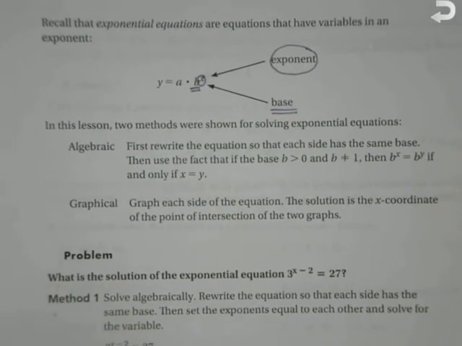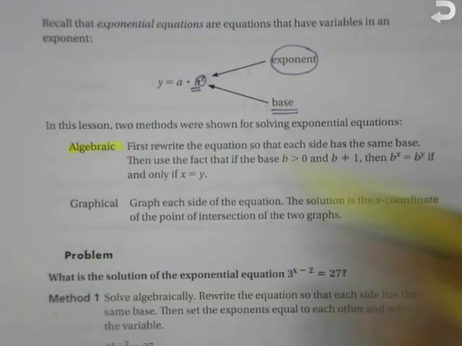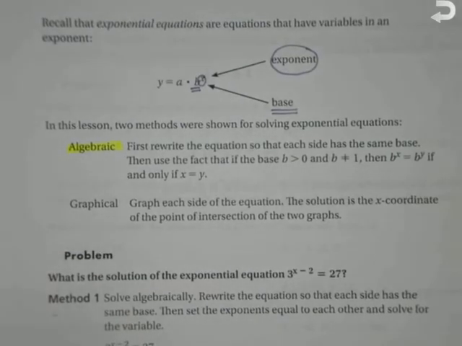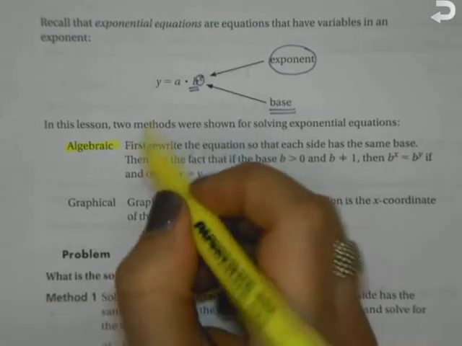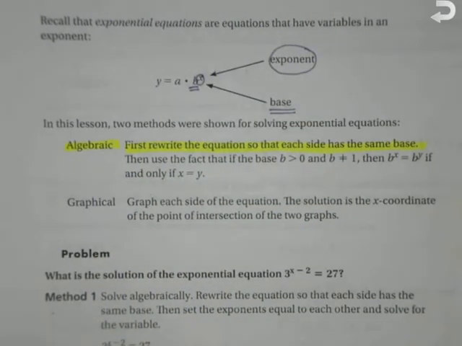And I know that when we were looking at systems of equations and solving equations, I used this term, but some of you were still confused about what it meant. Solving something algebraically means that you are solving it using numbers and operations only, no graphing. That's all algebraically means, so no graphing. So solving something algebraically, the first thing we want to do is rewrite the equation so that each side has the same base.